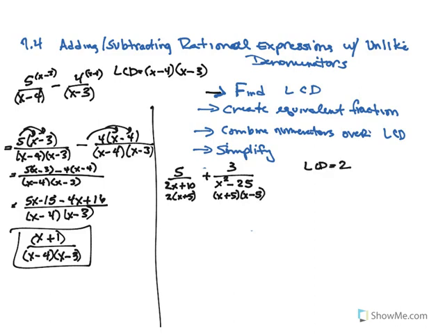So I know I'm going to use a 2. Check. I have an x plus 5, so that'll account for that one and that one. And then I have an x minus 5. So that's my LCD. So now I'm going to create my denominator.